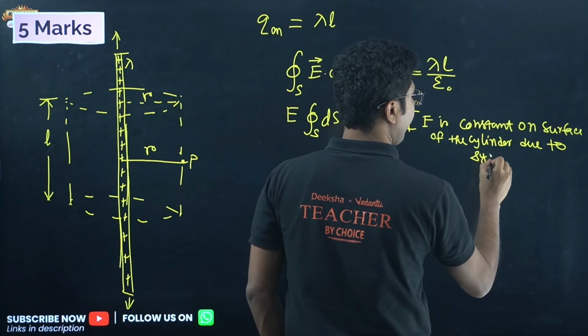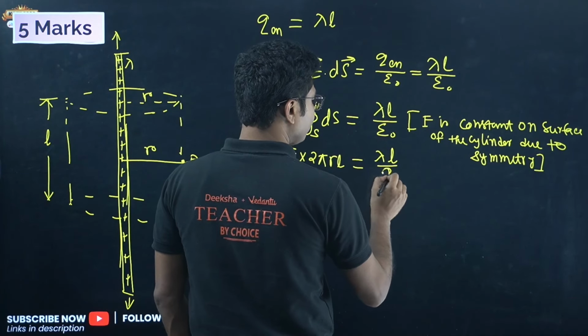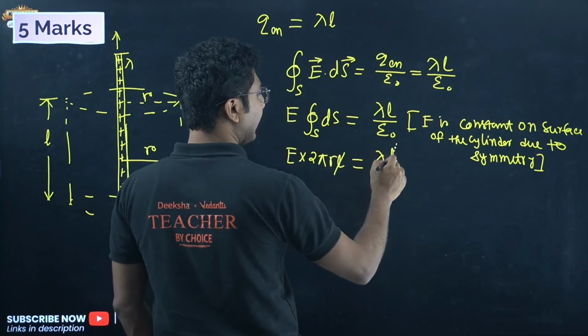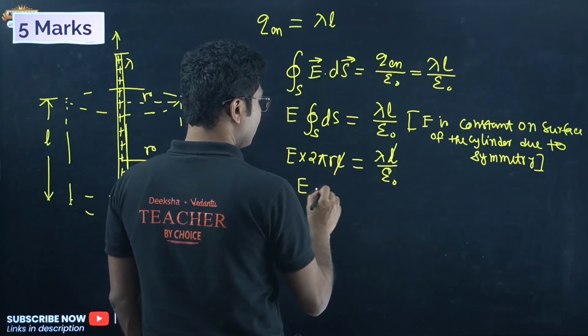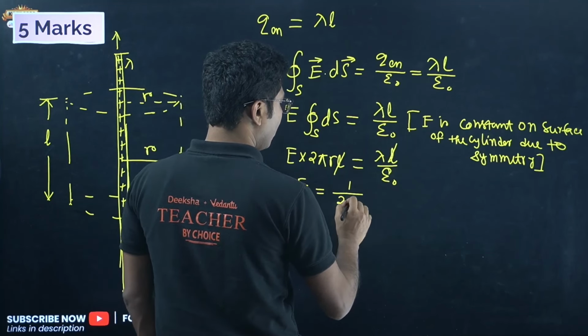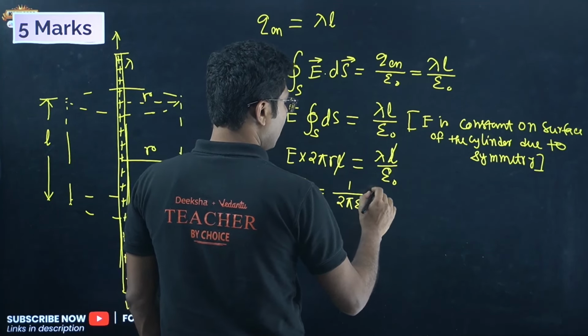Now as I mentioned, we will only take the curved surface, not the flat surfaces. So what is the surface area? The surface area of a cylinder is given by 2 pi r L, where 2 pi r is the length and L is the height. So 2 pi r L is the total surface area, equal to lambda L by epsilon naught. Now you can see that L gets cancelled, so we get E equals 1 by 2 pi epsilon naught, lambda by r.